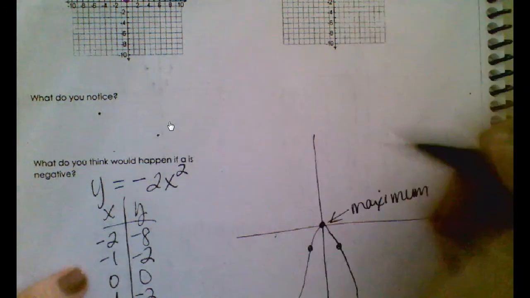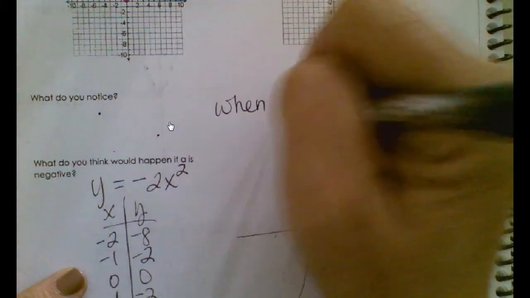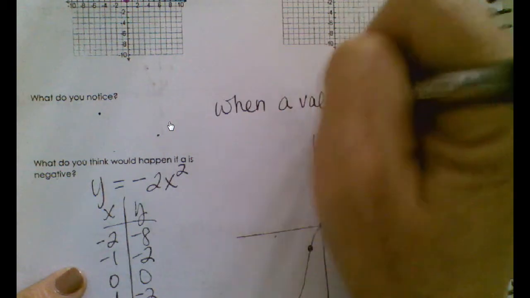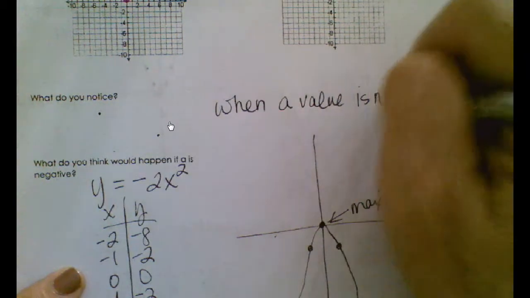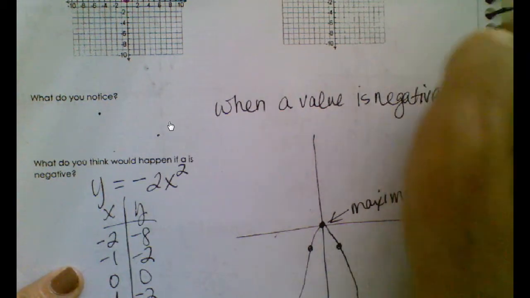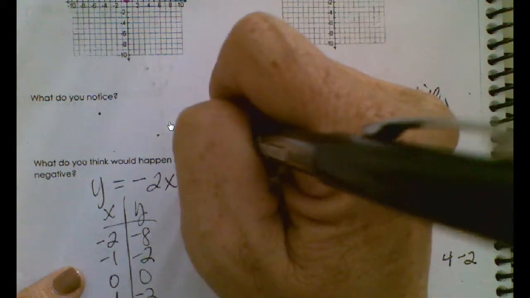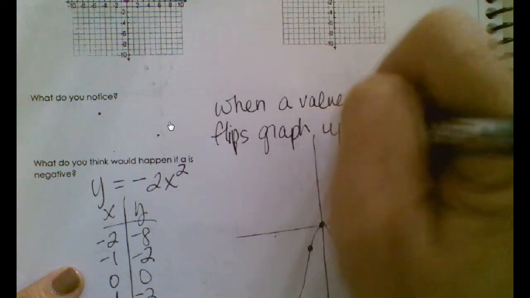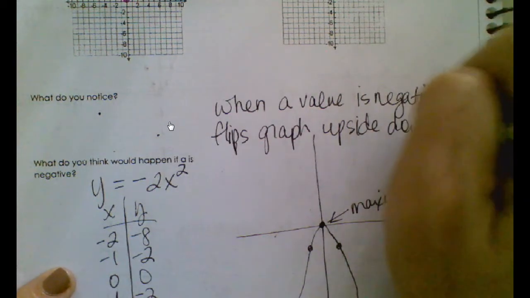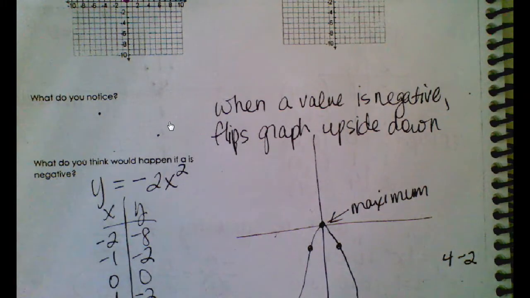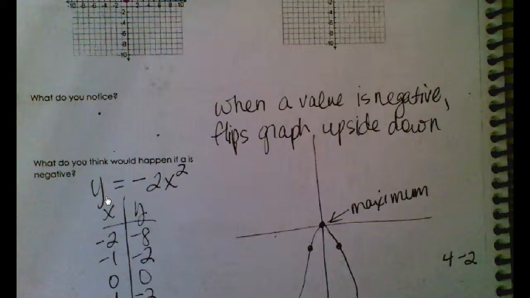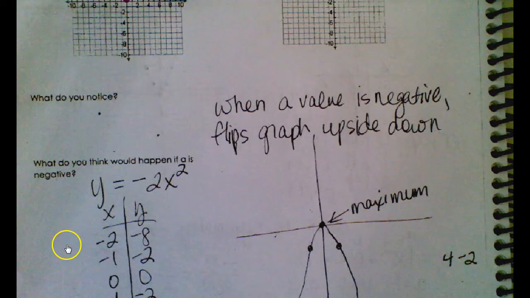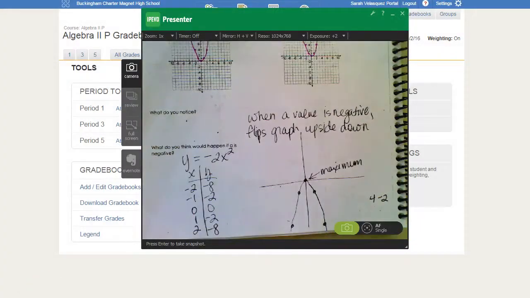So when that a value is negative, what does it do to our graph? It flips it upside down. Good. All right, and I think that's what we're going to record for today.